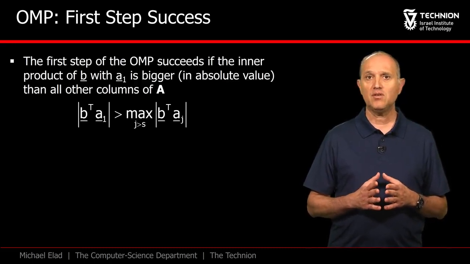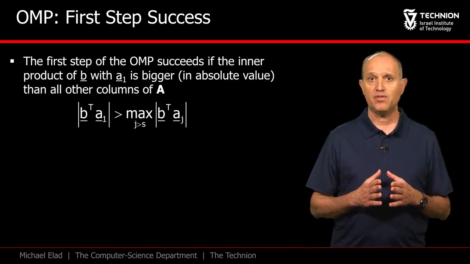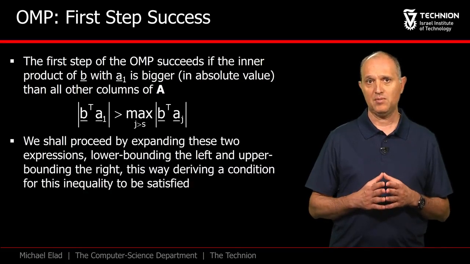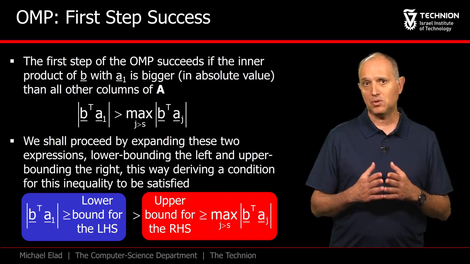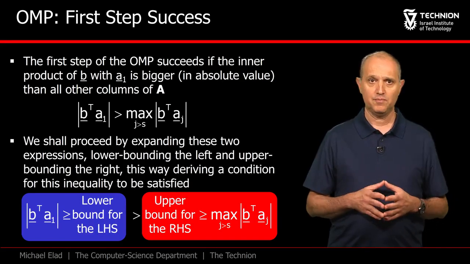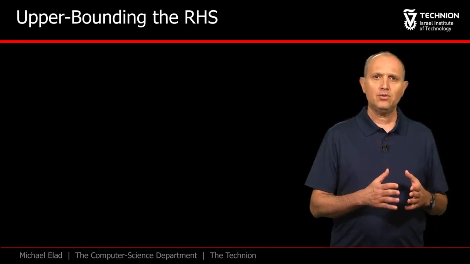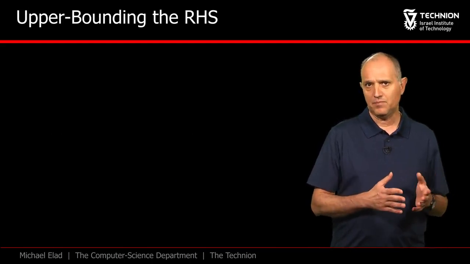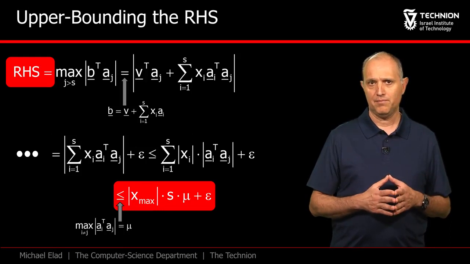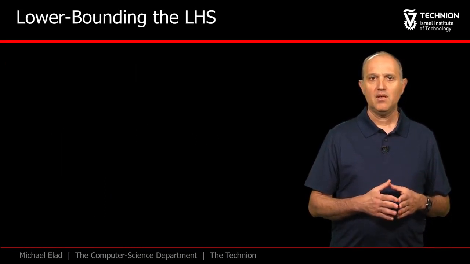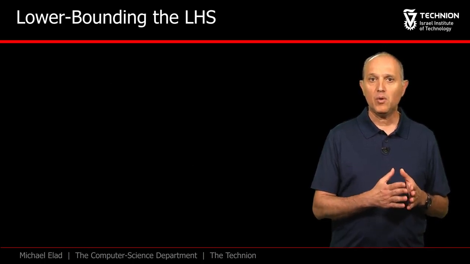We start by posing the following condition for the success of the first OMP step. As before, we will develop proper bounds for these two terms and then extract a condition on S accordingly. The upper bound of the right-hand side is easy, as it follows exactly what we just did with the thresholding algorithm. The left-hand side term is to be lower bounded.